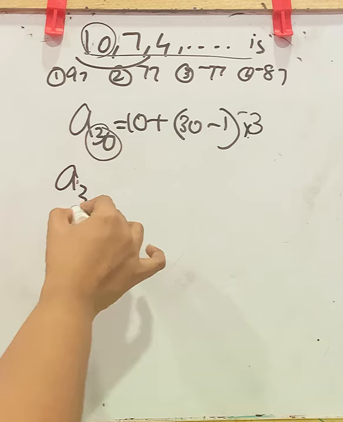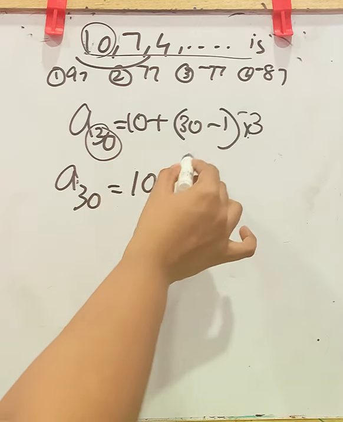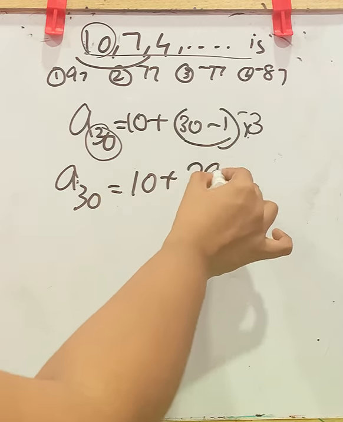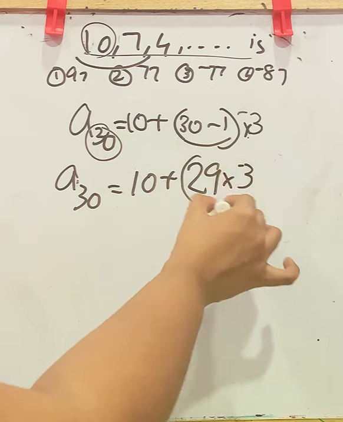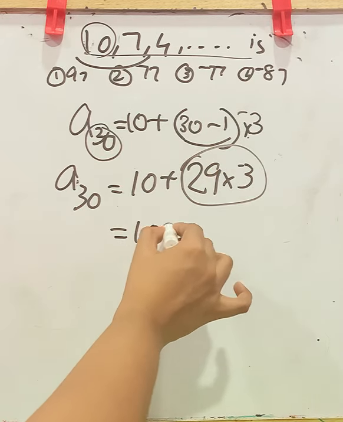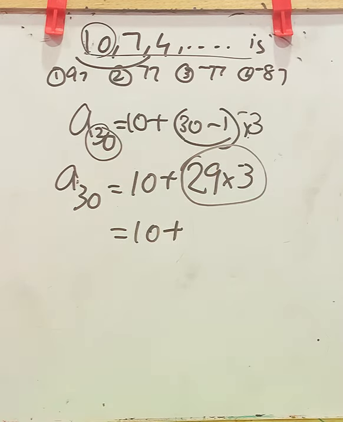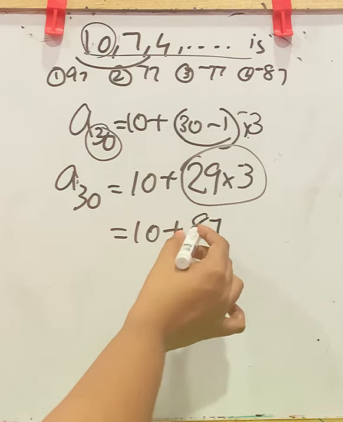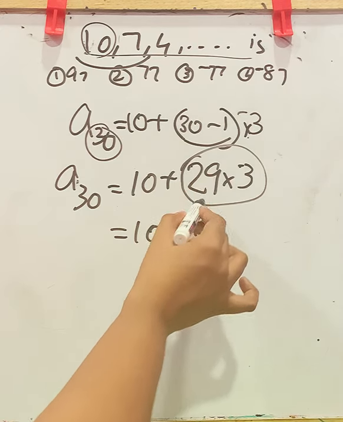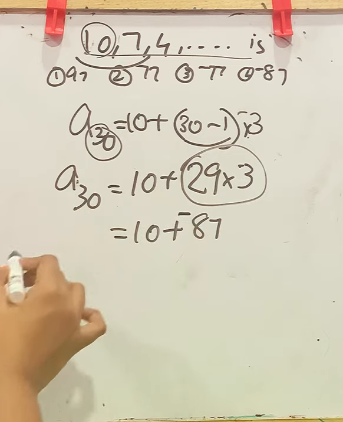Now a30 equal to 10 plus, inside the bracket, it is 29 into minus 3. First do this one, that is 10 plus 29 into minus 3. 29 into 3 is 87. One is positive, one is negative. In multiplication, the result will be negative.